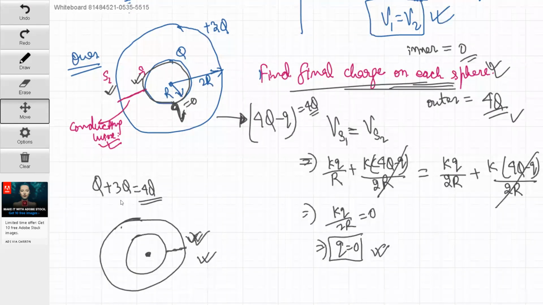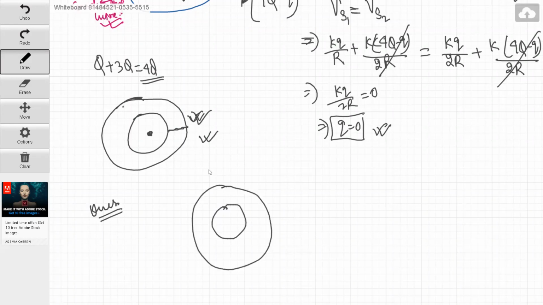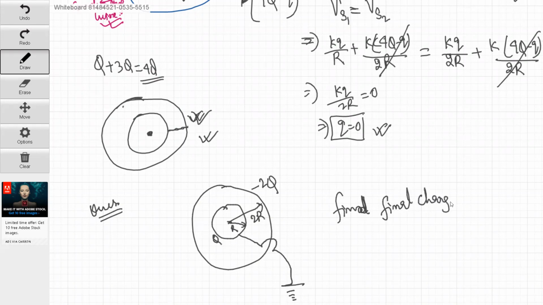Now, there is another question on earthing. Suppose this radius is R, here the radius is 2R. Here the charge is minus 2q. Here the charge is not known to us. Suppose the initial charge is q. And now this sphere is being earthed. Inner sphere is being earthed. Is this okay? Find the final charge on each sphere. Do it, student. Do it fast.